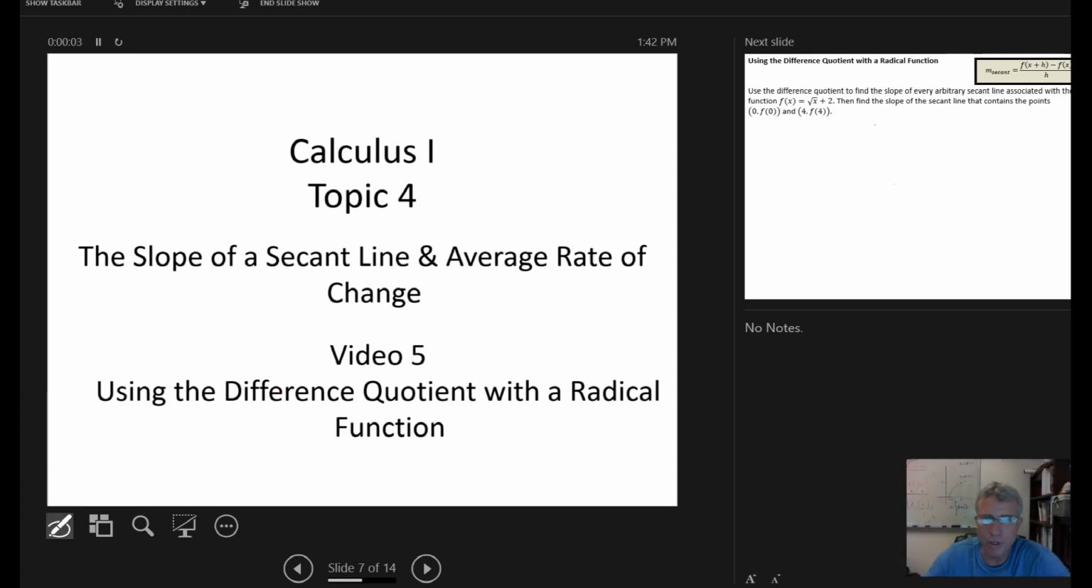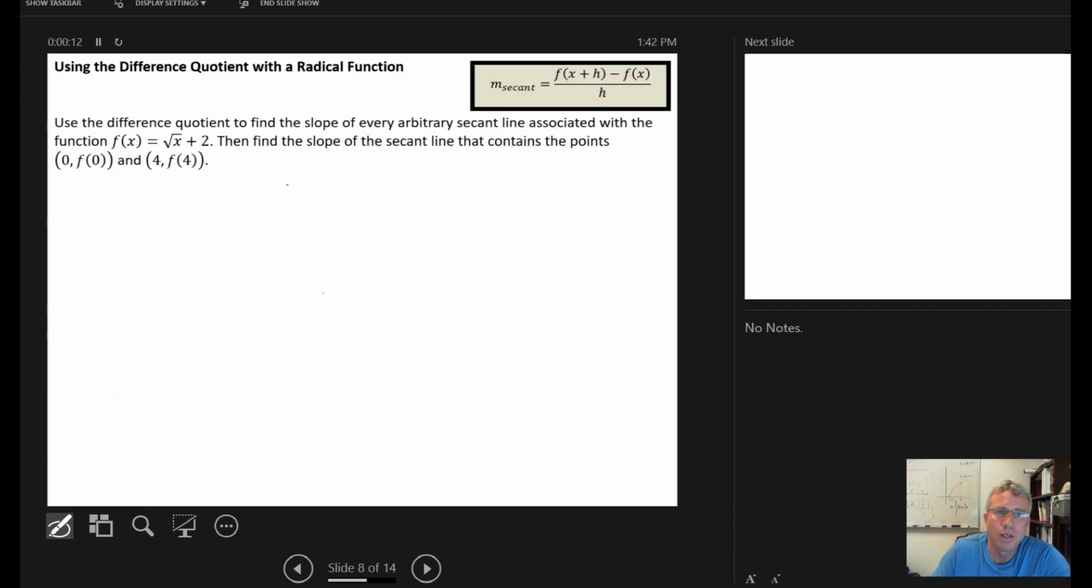So in this video, we're going to apply the difference quotient to a radical function in order to find the slope of all possible secant lines for that radical function. So it says use the difference quotient. This is part A, just like in previous videos. Use the difference quotient to find the slope of every arbitrary secant line associated with f of x equals the square root of x plus 2.